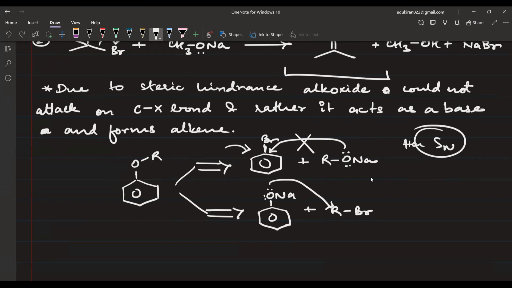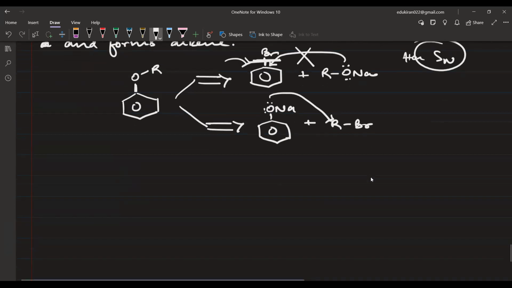We have learned in the haloarene chapter that haloarenes do not undergo SN at normal temperatures, so this reaction is not possible. And this bond is also a partial double bond, so it will not break to form OR. If the RO bond has to attach here, the Br has to go away from here. And that is why you will write.